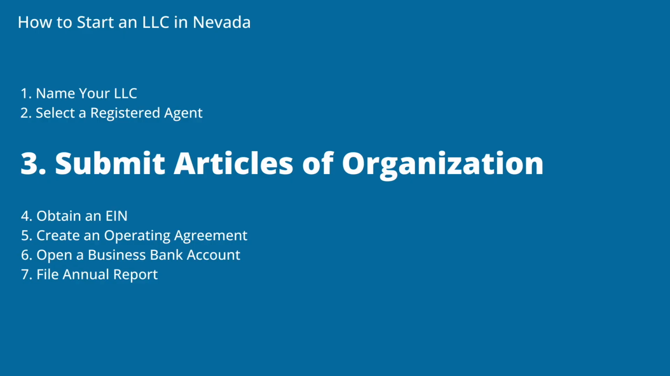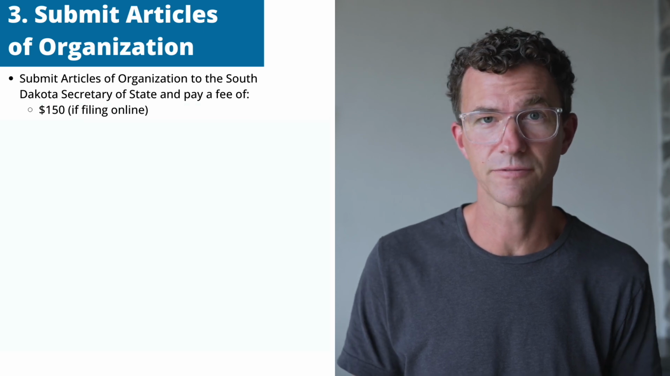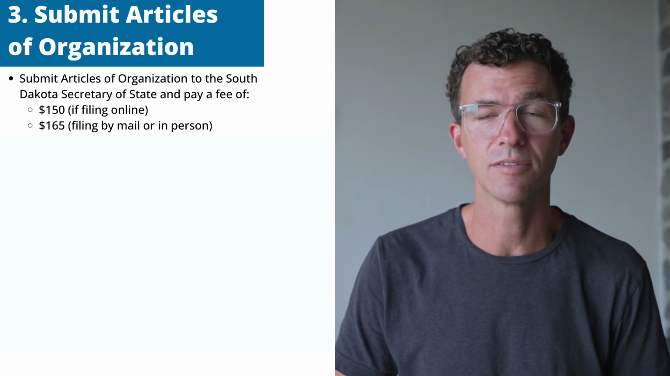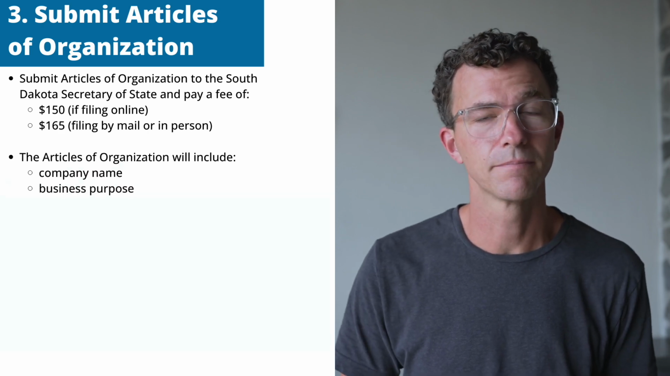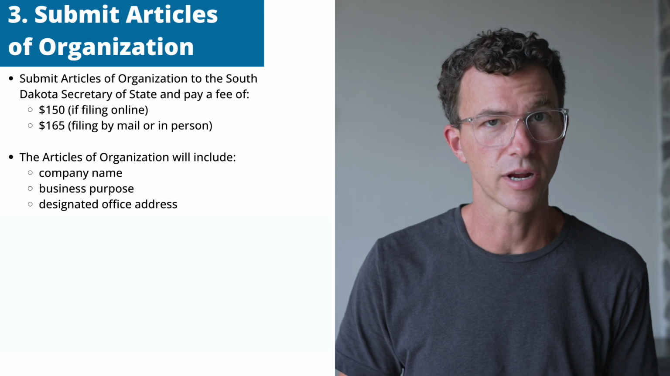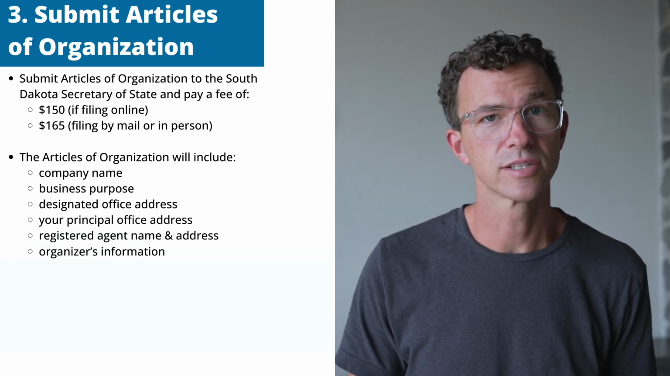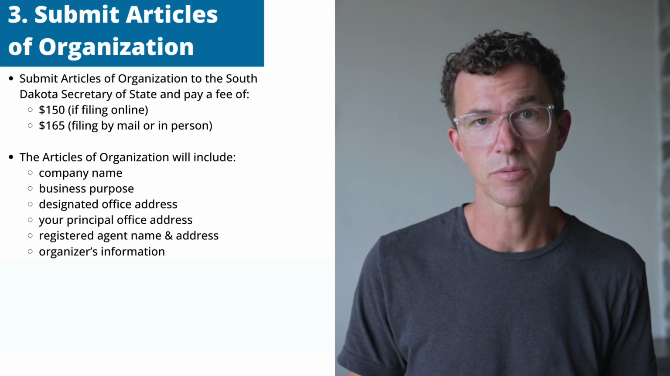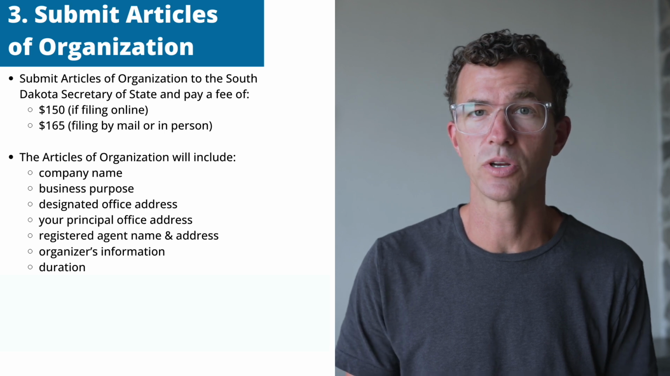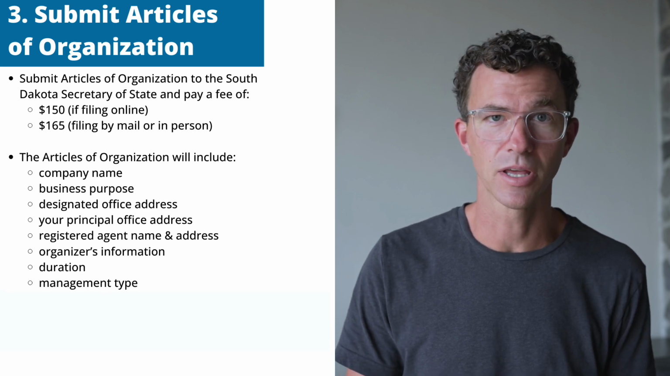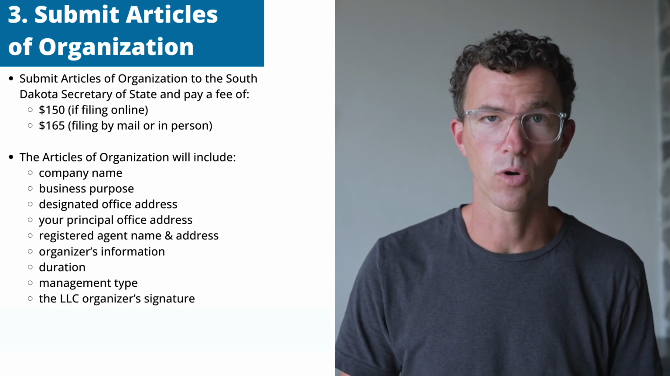Step 3, submit an article of organization to the South Dakota Secretary of State and pay a fee of $150 if filing online, or $165 if you file by mail or in person. The articles of organization will include company name, business purpose, designated office address, your principal office address, registered agent's name and address, organizer's information, name and address of the person who submits the documents to the state, duration, if there is a date in the future when you'd like to dissolve your LLC, management type, so member managed or manager managed, manager information, and then the organizer's signature.